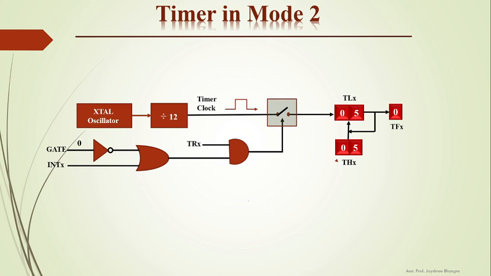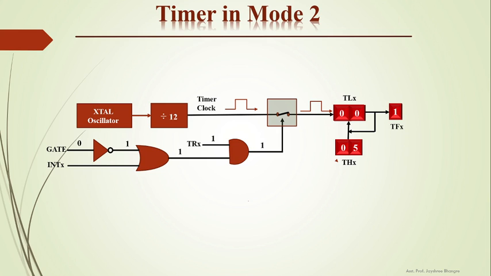So to start the timer, we have to make the TRX bit equal to 1. As we are making this TRX bit equal to 1, the switch will be closed and the timer will start counting, that is 05H up to FFH. So when the timer rolls over from FFH to 00H, this flag, the TFX flag, will be set.